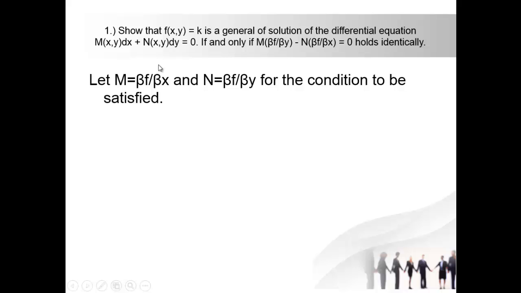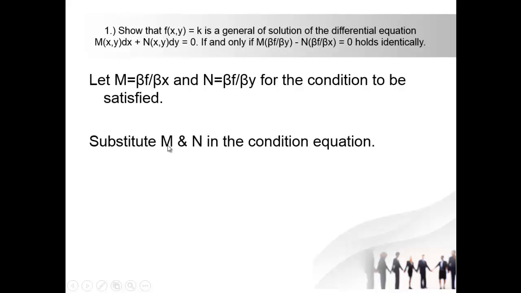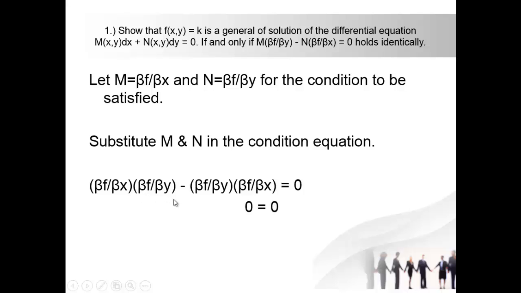First, let us assume that the values of M and N are ∂f/∂x and ∂f/∂y respectively. To prove it, we substitute the assumed values of M and N in the condition equation. Here, ∂f/∂x multiplied by ∂f/∂y is just equal to ∂f/∂y multiplied by ∂f/∂x. So, subtracting same values will result to 0. So 0 is equal to 0.